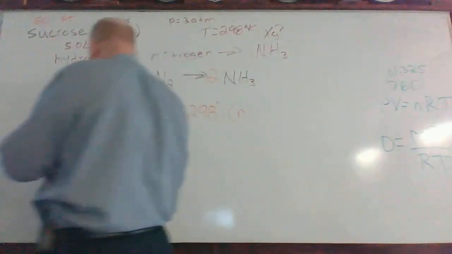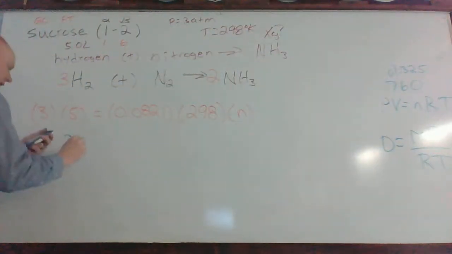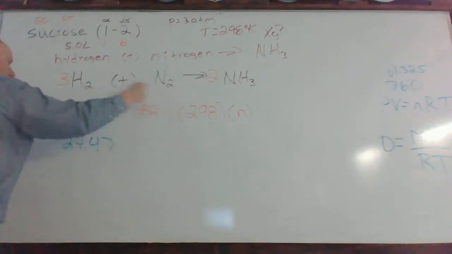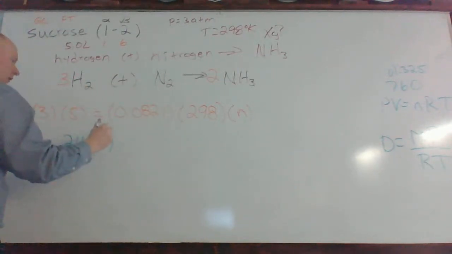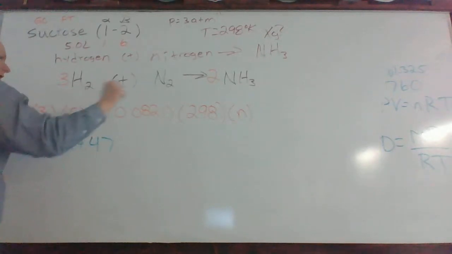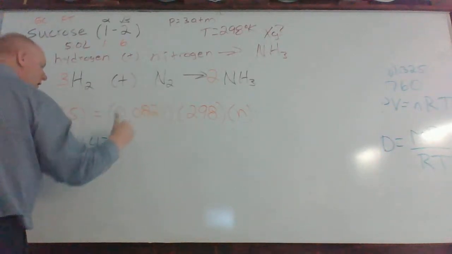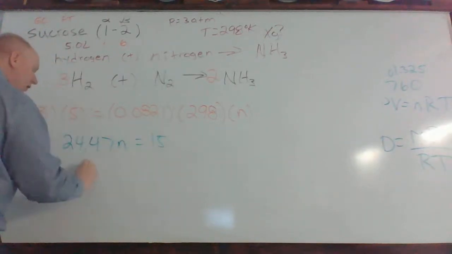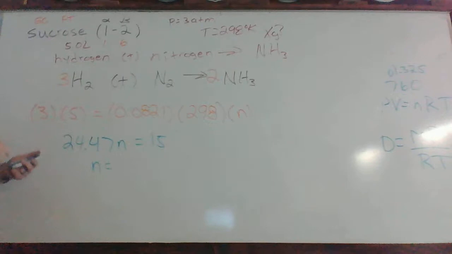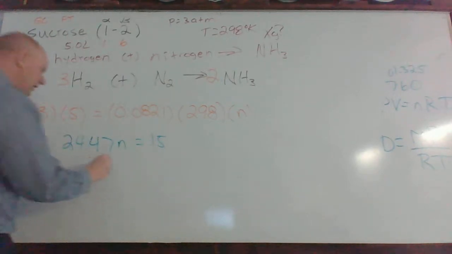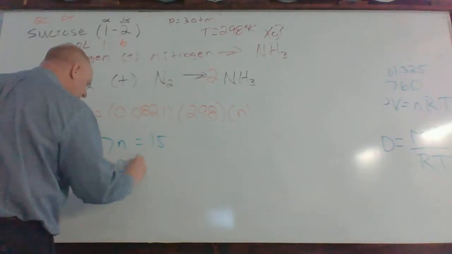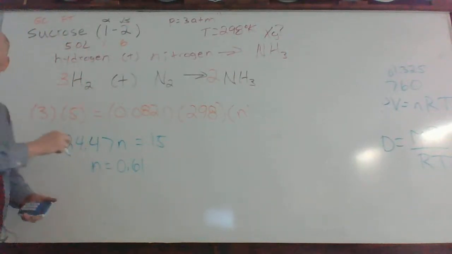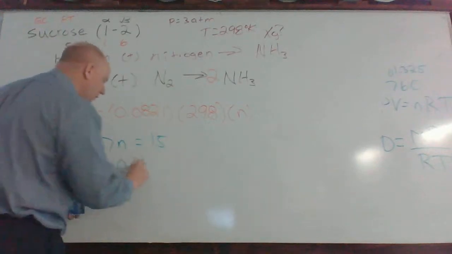Okay. 24.47. Okay. What was over on the right is now going to be on the left. Okay. What else is left over? So we have n equals 15. So now n equals 0.61. Okay. Now that is what? N is number of moles of what though?